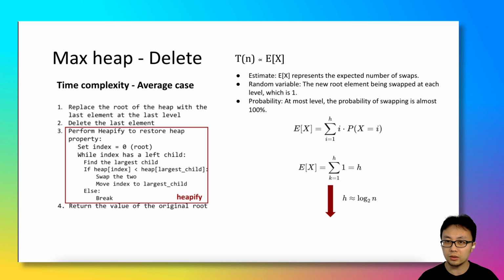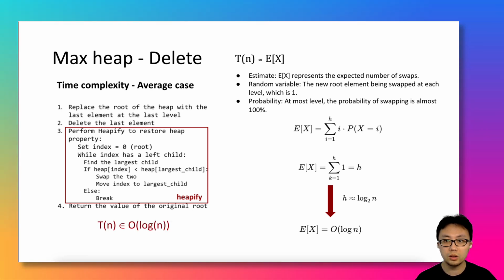As we learned in the past, if there are n nodes in total in a heap, then its height can be estimated as log n. So the expected number of swaps is in proportion to log n. The time complexity T(n) is in proportion to this expected number of swaps, and it runs on big O of log n. That's the average case for the delete method.